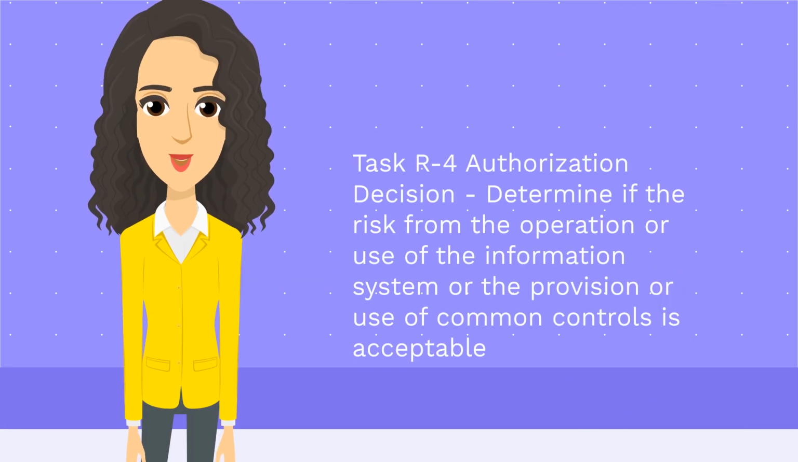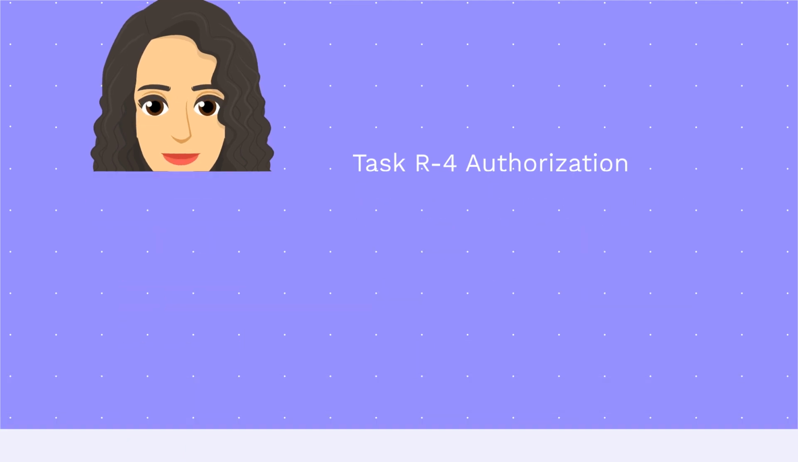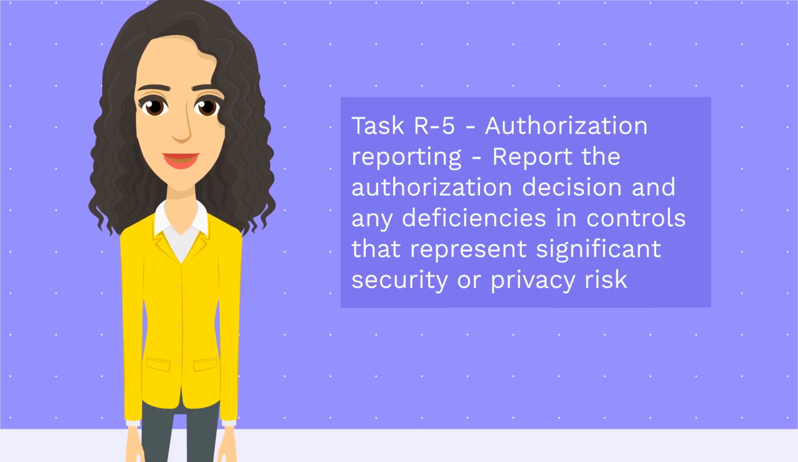Task R4. Authorization decision. Determine if the risk from the operation or use of the information system or the provision or use of common controls is acceptable. Task R5. Authorization reporting. Report the authorization decision and any deficiencies in controls that represent significant security or privacy risk.